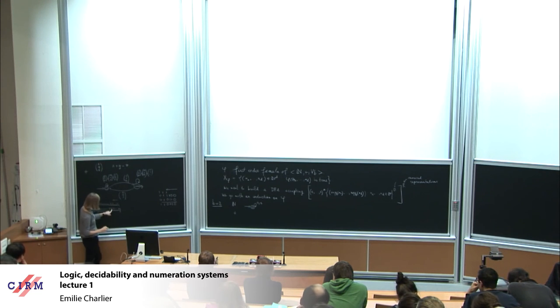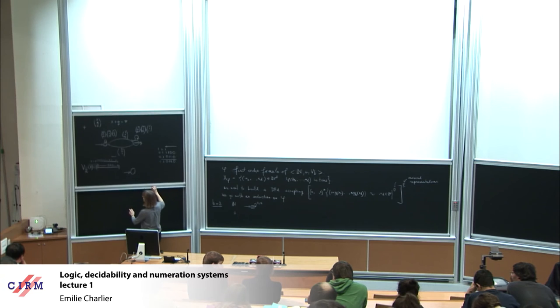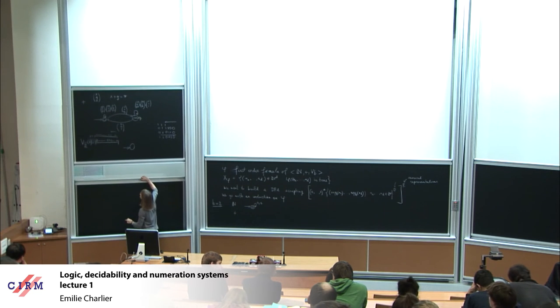So it's really the largest power of B dividing x. So it means that I can do this really easily with an automaton.